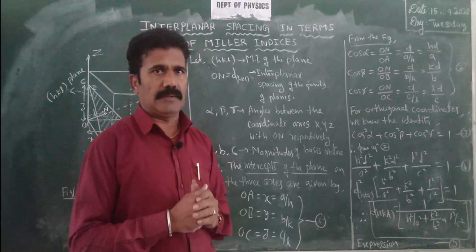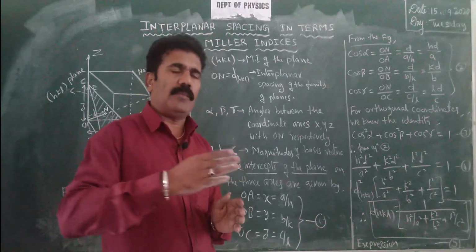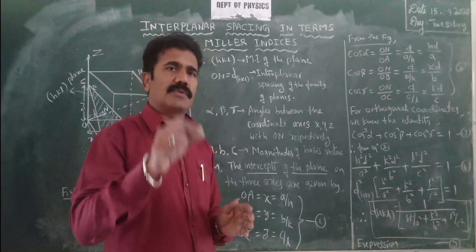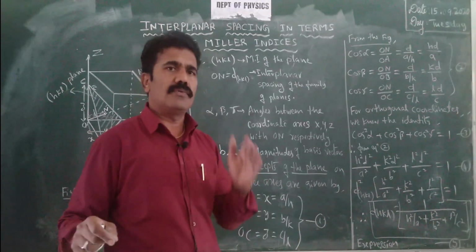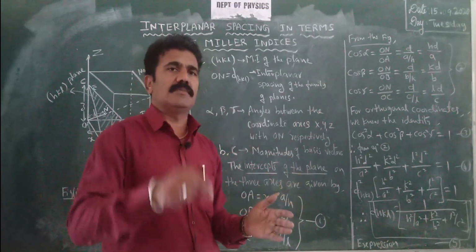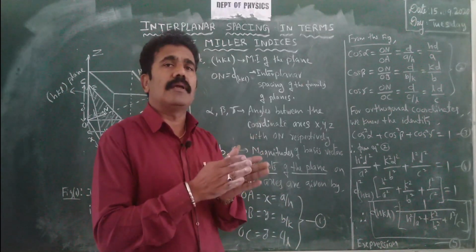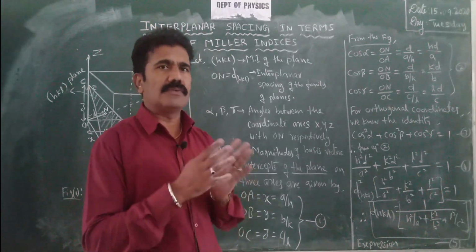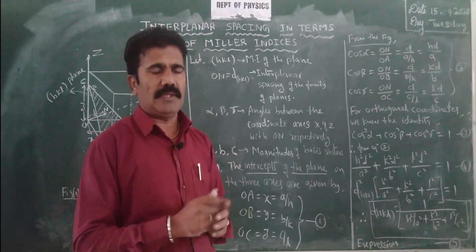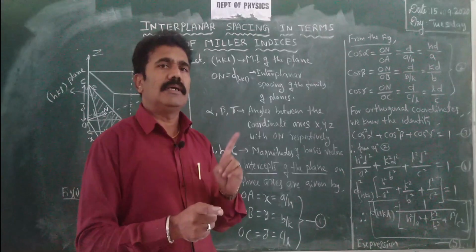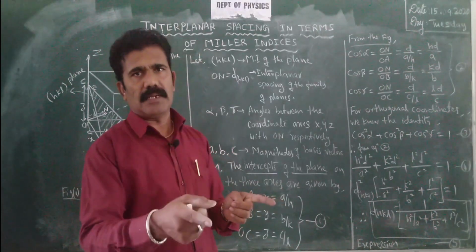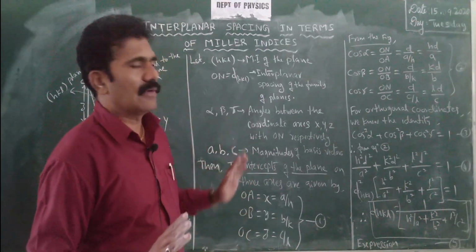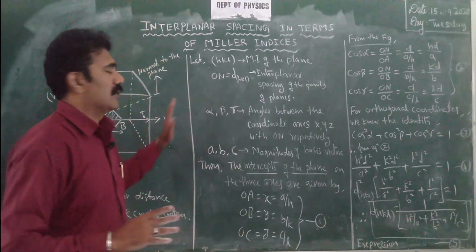That is the question. For the set of parallel planes, how to designate the Miller indices, you already know the procedure already discussed. So if you know the Miller indices, it is possible to find the interplanar spacing between the two consecutive planes, isn't it? So that is the expression you have to derive: the relation between interplanar spacing and the Miller indices of the set of parallel planes. Clear? Now let us see how to derive that expression in this video.